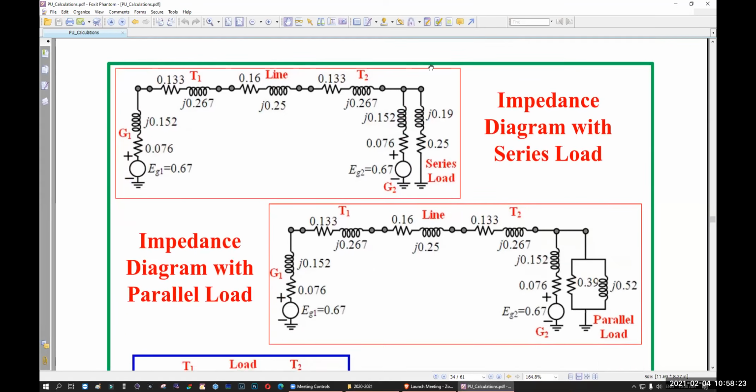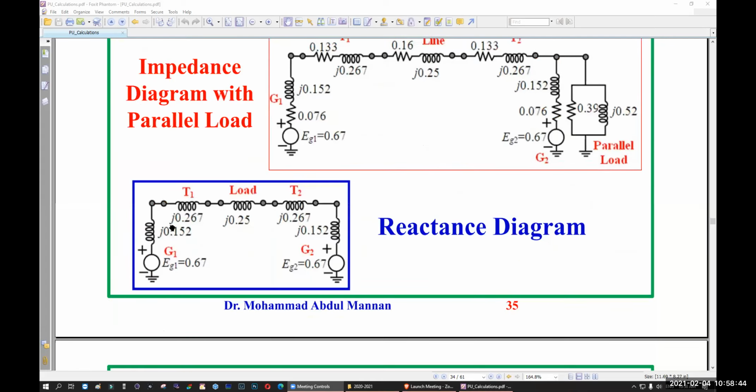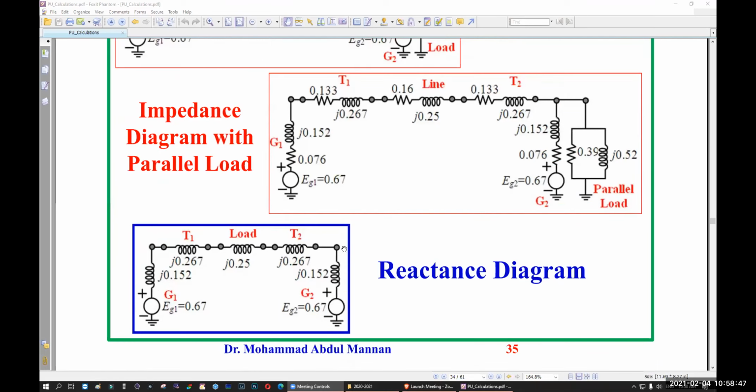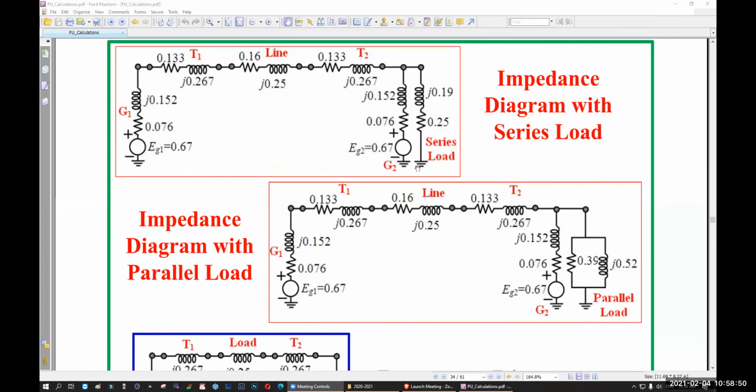Now, if you go for the parallel load, what will happen? Everything will be the same, just this part will be connected in parallel. Okay, got my point? Everyone? Yes. Now you know how to draw the impedance diagram, then you know how to find out the reactance diagram, right? How do I find out the reactance diagram? Sir, this one will be gone, this resistance is gone, and the whole load is gone, whole load. Yes, sir.